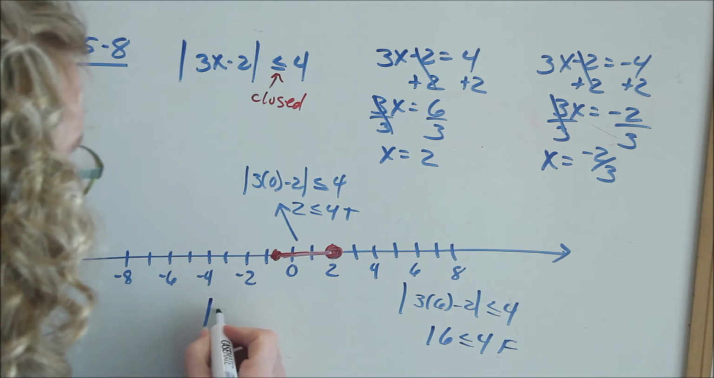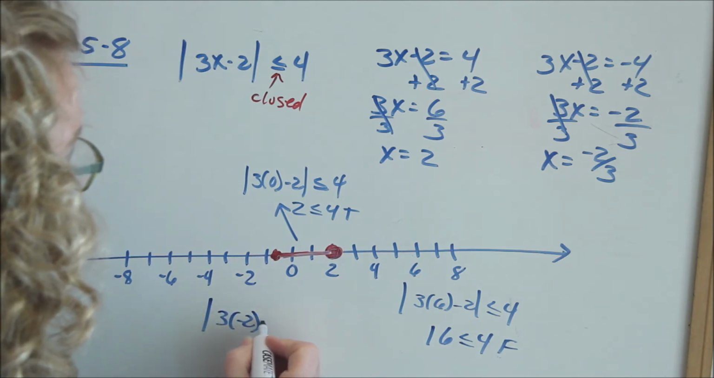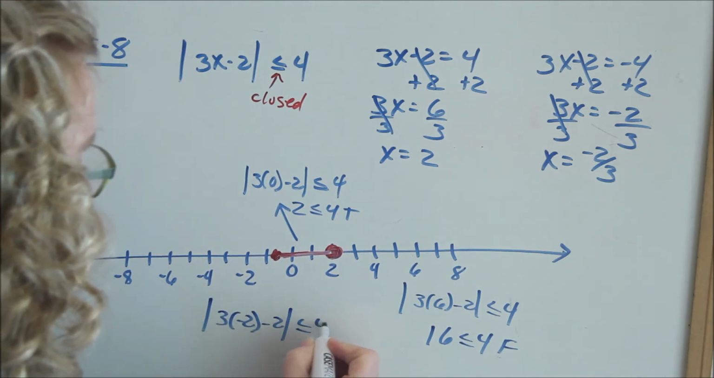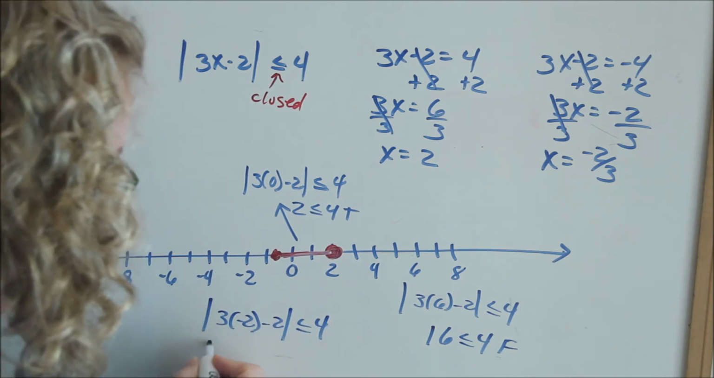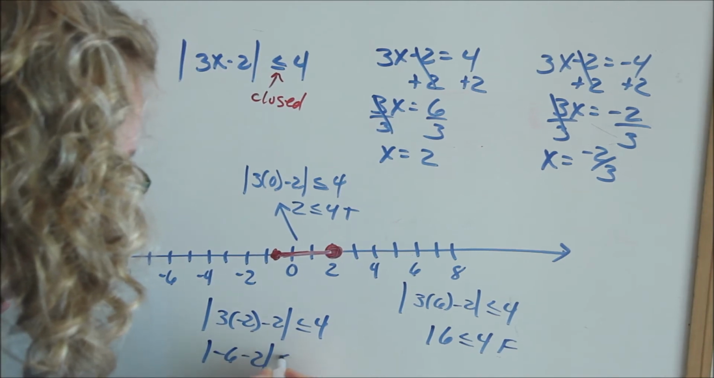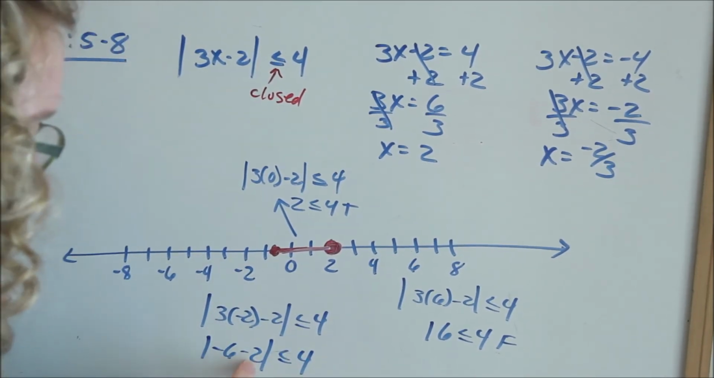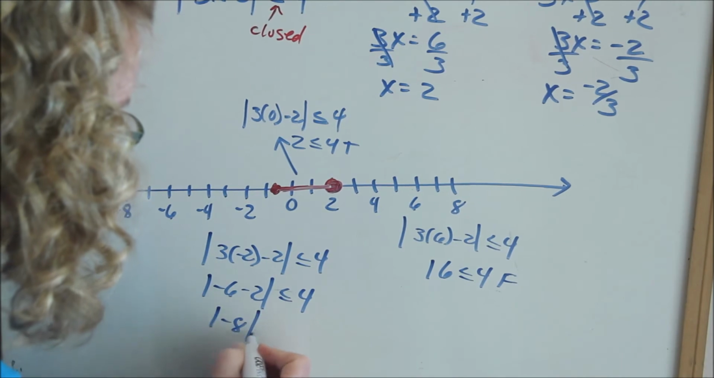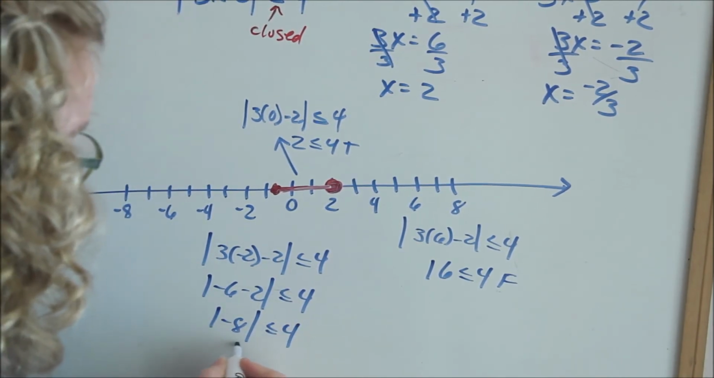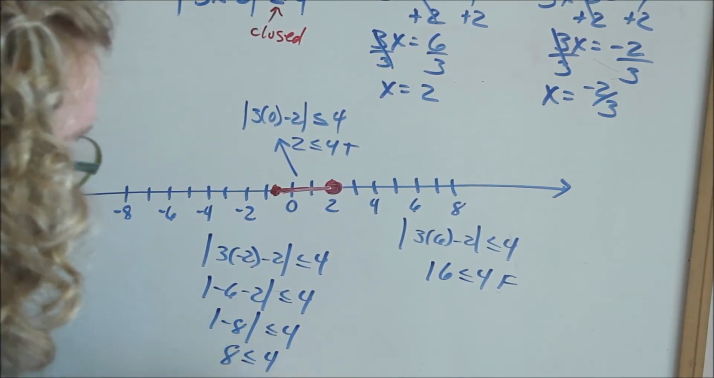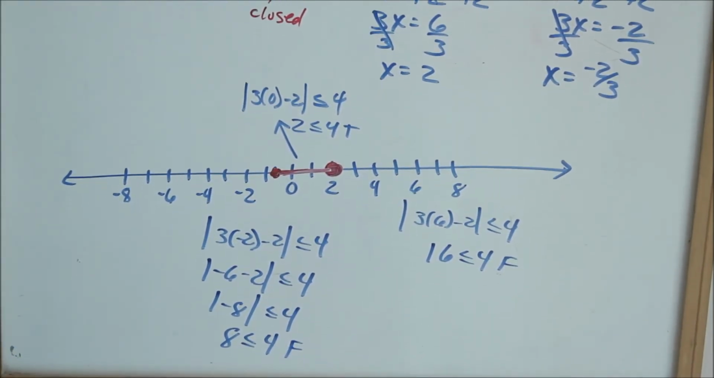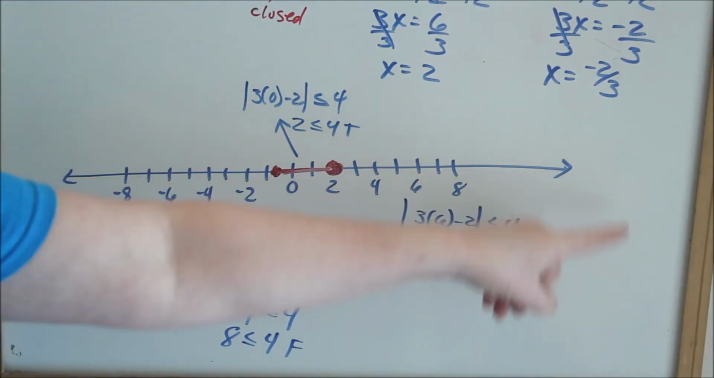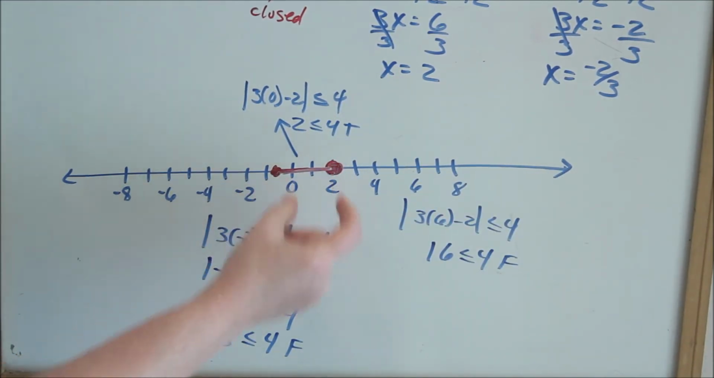So it would be the absolute value of 3 times negative 2 minus 2 is less than or equal to 4. 3 times the negative 2 is negative 6. So then we have negative 6 minus 2. Negative 6, negative 2, that would be absolute value of negative 8, which would be a positive 8. Positive 8 is not less than or equal to 4, so that is a false statement. So that just proves nothing on this side of the point or that side of the point works. It's everything in between the 2 points.